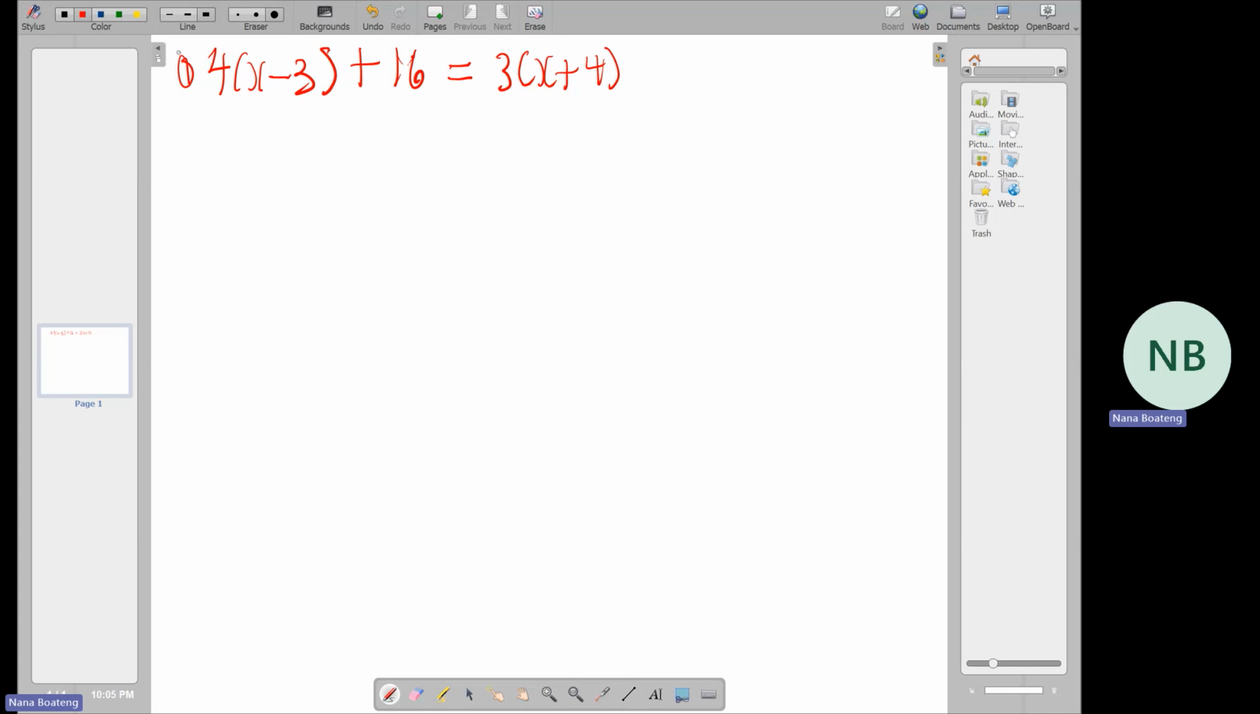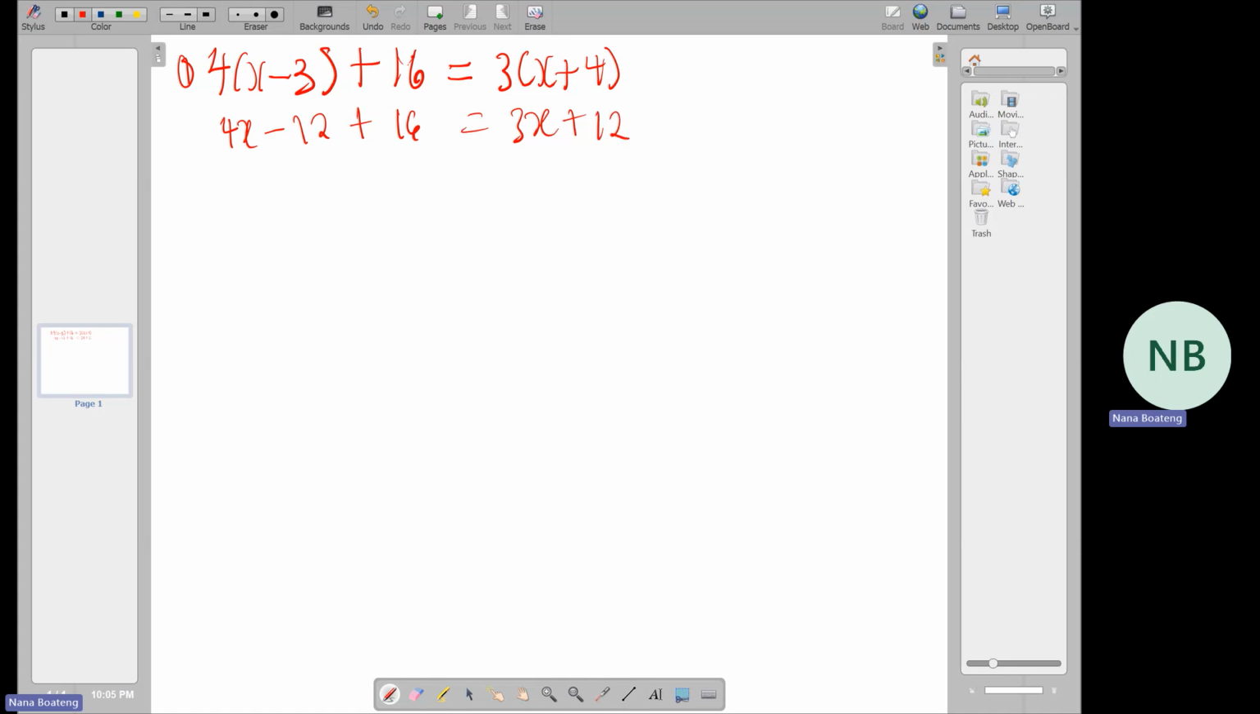All right, so if we have a linear equation such as 4 times (x minus 3) plus 16 is equal to 3x plus 4, the first step that we do is to expand the terms that involve the parentheses. So we proceed by multiplying 4 by x, so 4x minus 4 times 3, which is 12, plus 16 is equal to 3 times x, which is 3x, plus 3 times 4, which is 12.